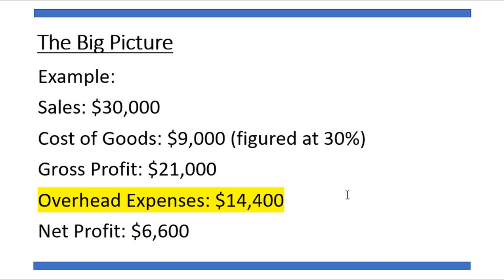Below that, we take out our overhead expenses, which in this case were $14,400. That leaves us with a net profit, before taxes, of $6,600. I hope all that explanation and those formulas helped you.